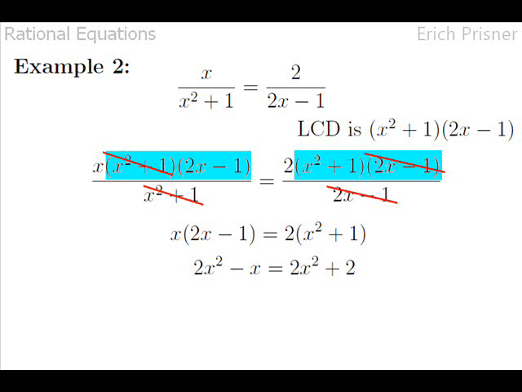Then we distribute and get 2x squared minus x equals 2x squared plus 2. It looks like a quadratic equation, but we are lucky, the quadratic part vanishes. We just subtract 2x squared on both sides and get negative x equals 2, or x equals negative 2. Please check yourself to confirm that this value works.